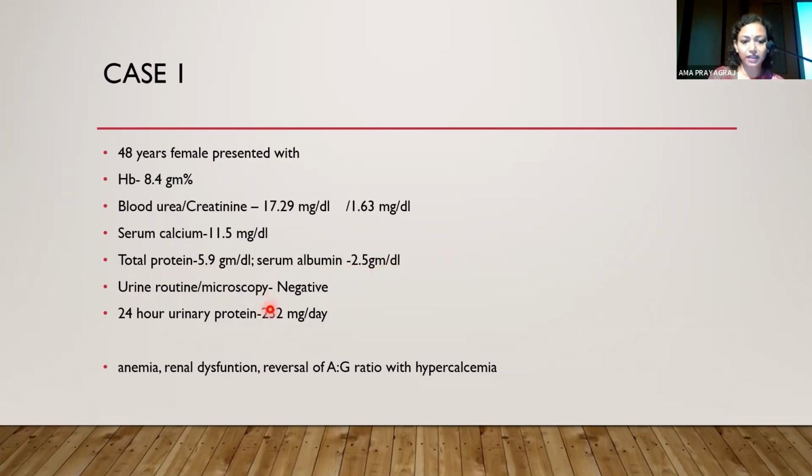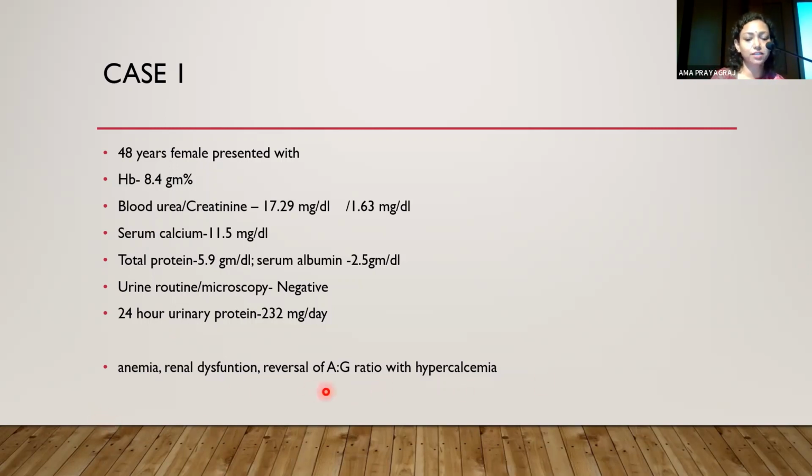Urine routine microscopy in this case was negative. And the 24-hour urinary protein here was 232 milligrams per day. So based on these, the patient basically presented with anemia, renal dysfunction, hypercalcemia, and reversal of the AG ratio. So any guesses what the patient is, any suspicion, old age patient with these features? A clinical suspicion of anyone? Residents?